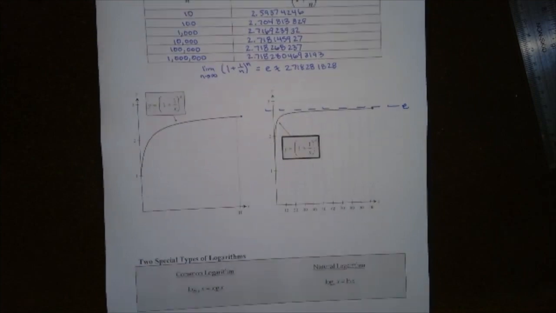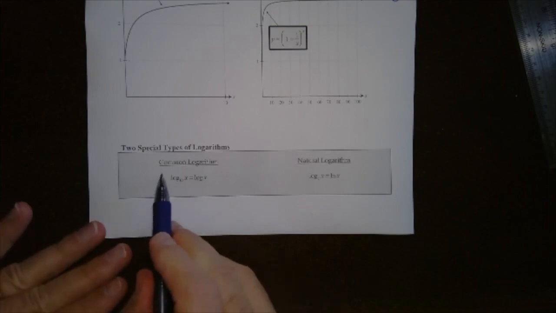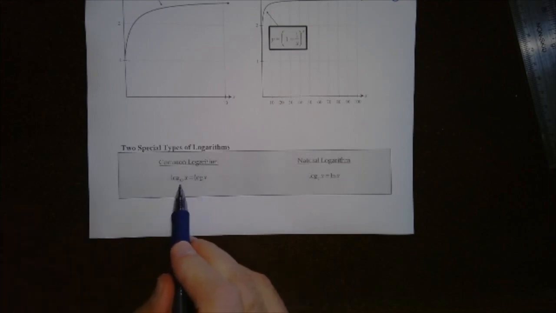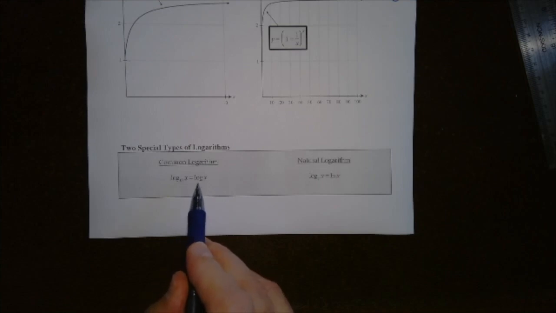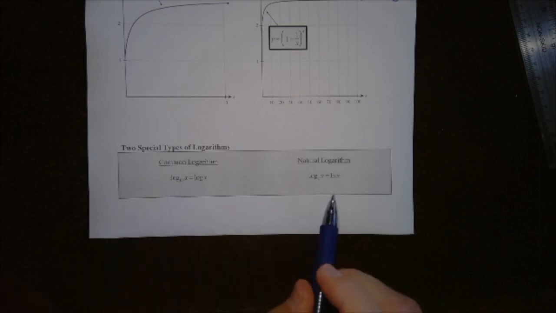All right, so with that said, there's two special types of logarithms. There's what's called the common logarithm, and that's when it's base 10. And we use this because our number system is base 10. So what you're going to see is log with the little base 10 of x. Now, when you don't see a base, what that automatically means is that it's 10.